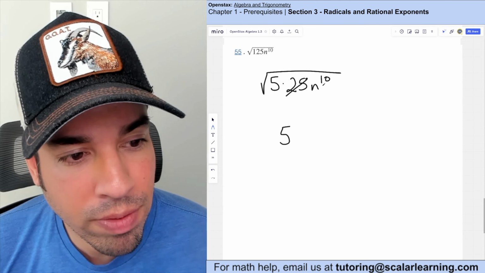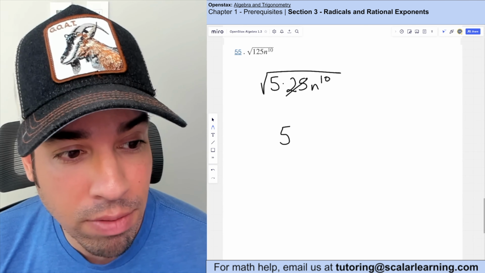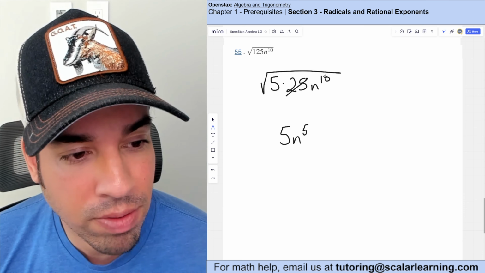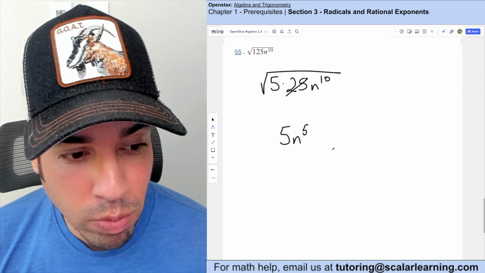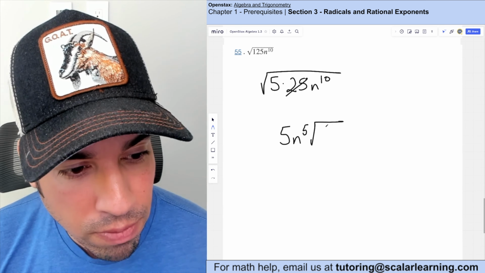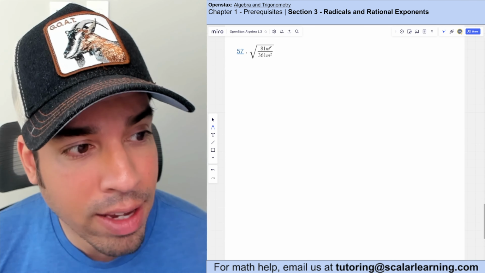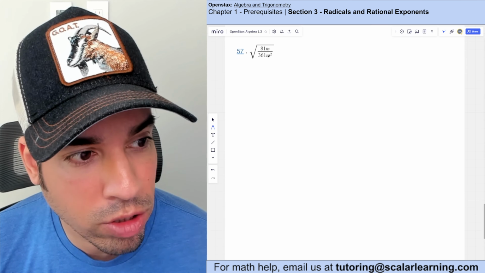So the square root of 25 is, of course, 5. And the square root of n to the 10th, what is that? It's kind of like dividing this by 2, because n to the 5th times n to the 5th is n to the 10th. So that's a perfect square we can remove there. And then, of course, the 5 stays trapped inside. Boom, done.